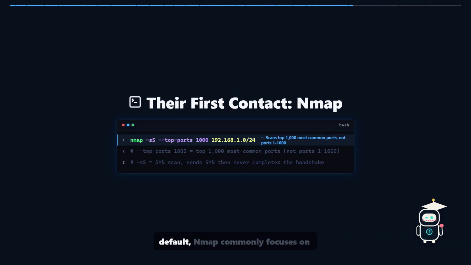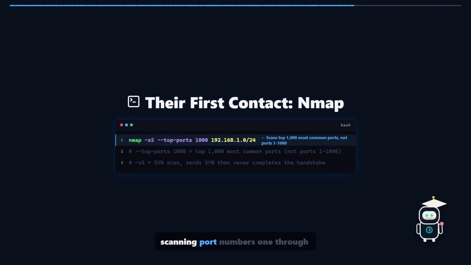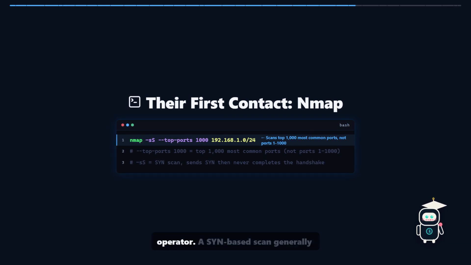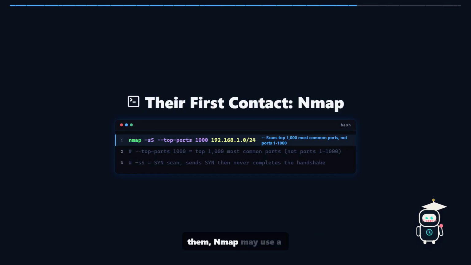By default, Nmap commonly focuses on a list of frequently used TCP ports rather than simply scanning port numbers 1 through 1000 in numeric order. The exact scan behavior depends on the options used and the permissions available to the operator. A SYN-based scan generally requires appropriate operating system privileges. Without them, Nmap may use a different connection method.